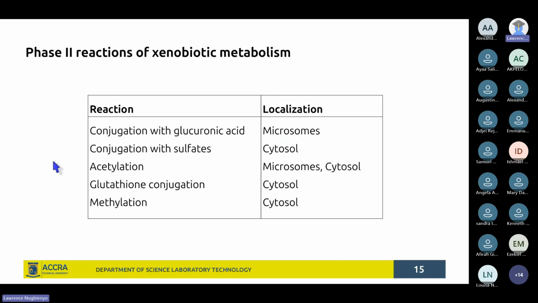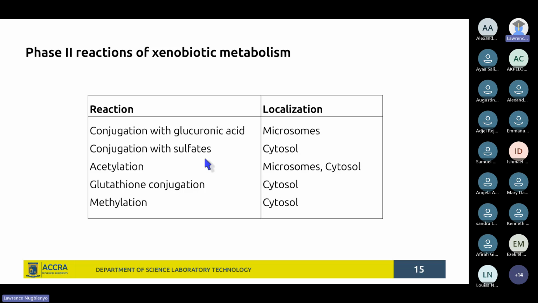Now we move to phase 2 reactions. Phase 2 reactions, which we said were conjugation. They were all conjugation reactions. And you can see they are all occurring in the microsomes or the cytosol, the endoplasmic reticulum, or in the cytoplasm. That's where you have these phase 2 reactions occurring.